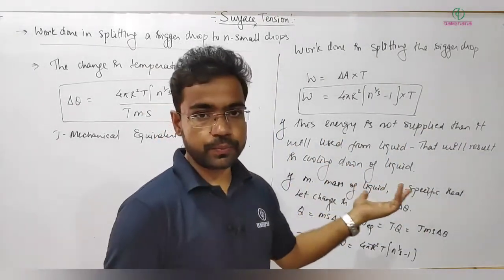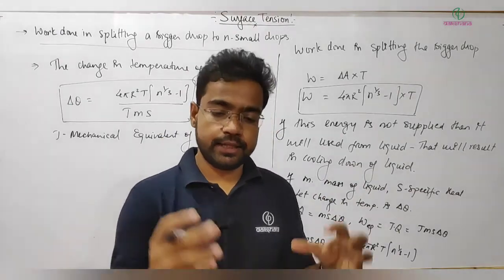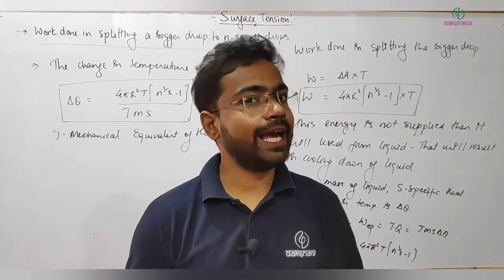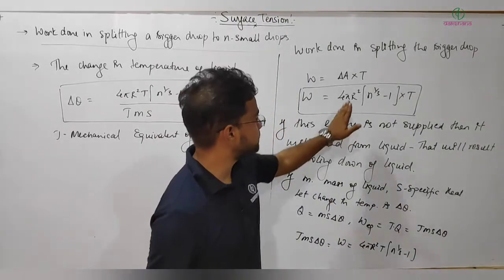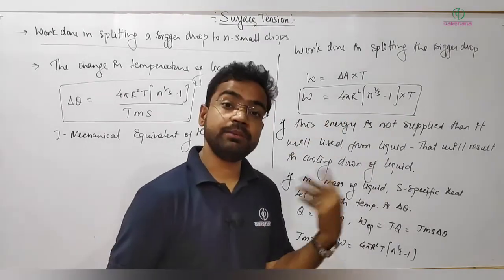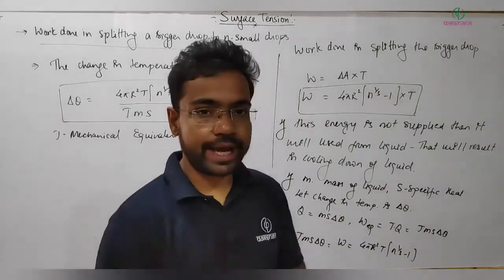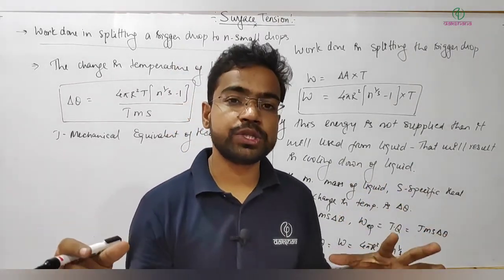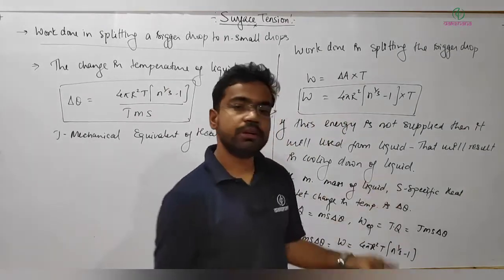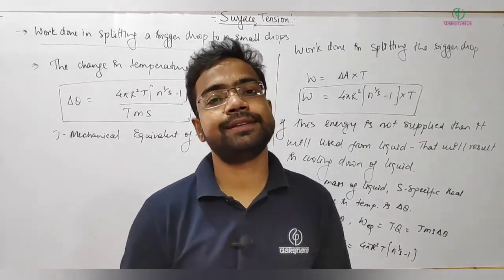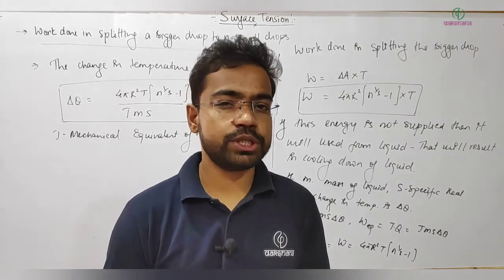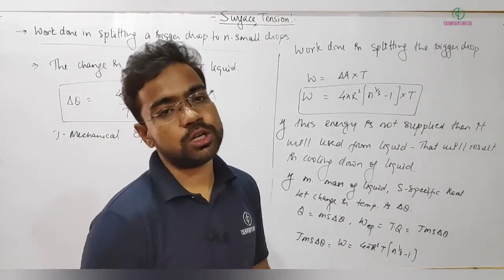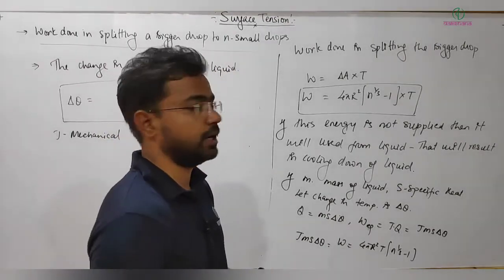And vice versa, there is another possibility that we are combining n small drops into one bigger drop. In that case, what will happen? Energy will be released, and that will be just the reverse process. Exactly this much energy will be released, and if it is not taken outside, then this released energy will be absorbed by the liquid, and its temperature will rise. So I hope you will be in a position to calculate even that rise in temperature, and the energy released when n small drops combine to form a bigger drop.